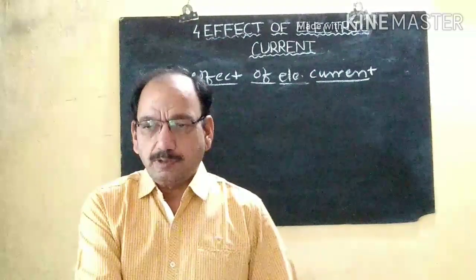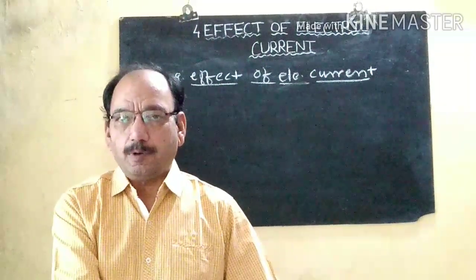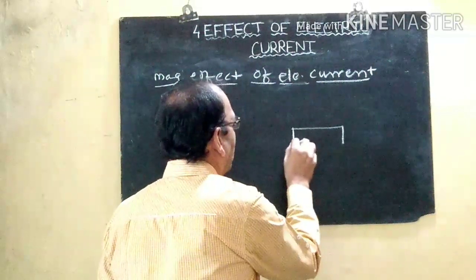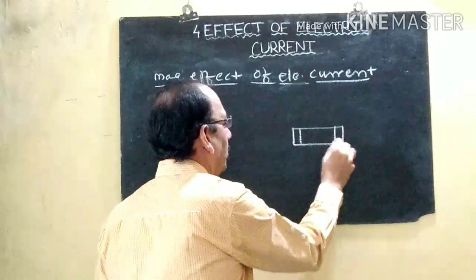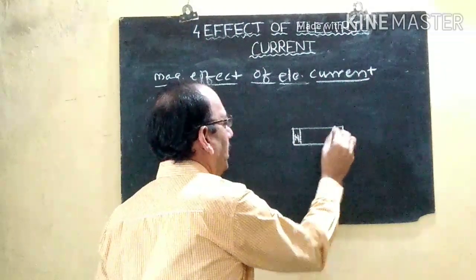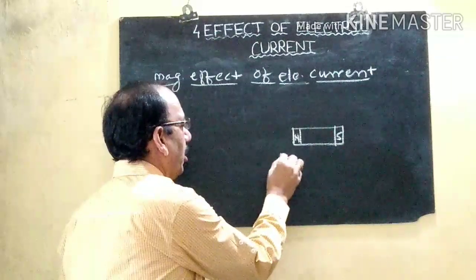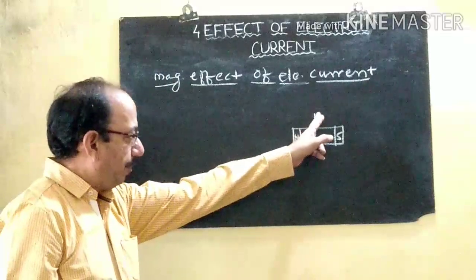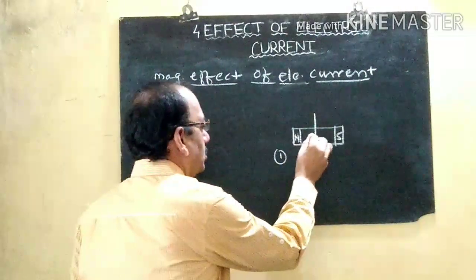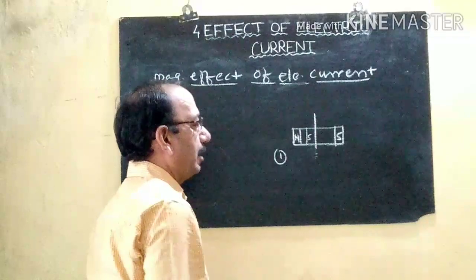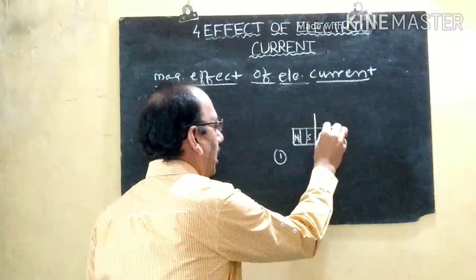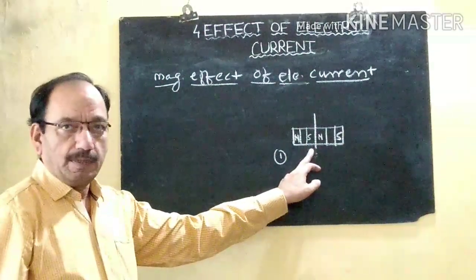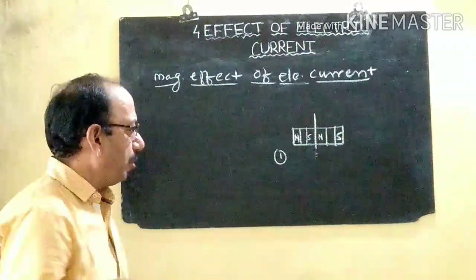In the previous classes, you already learned about the properties of a magnet and the properties of magnetic lines of force. What are the properties of a magnet? You know that every magnet has two poles, north pole and south pole. The first property of a magnet is that we cannot separate the poles of a magnet. If you cut this magnet, then a south pole is automatically created here and a north pole is automatically produced here. So we cannot separate the poles of the magnet. This is the first property.